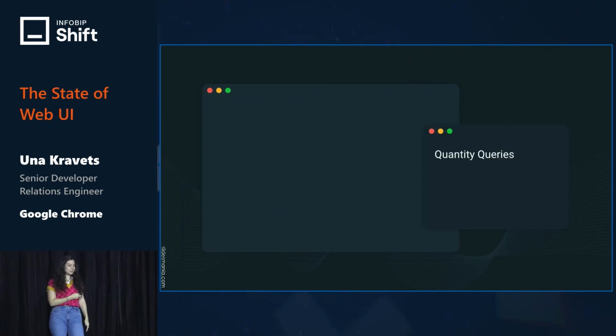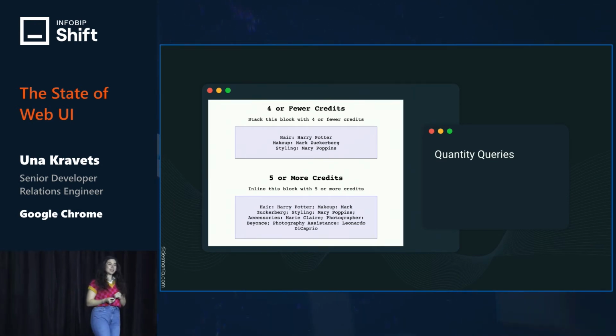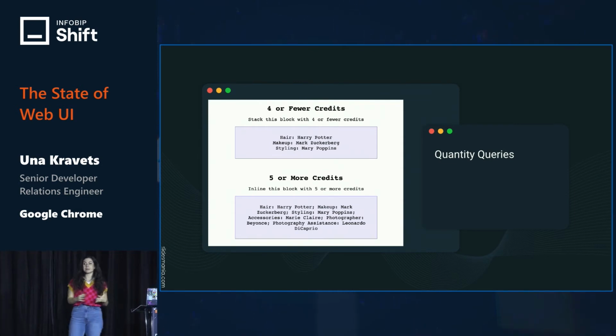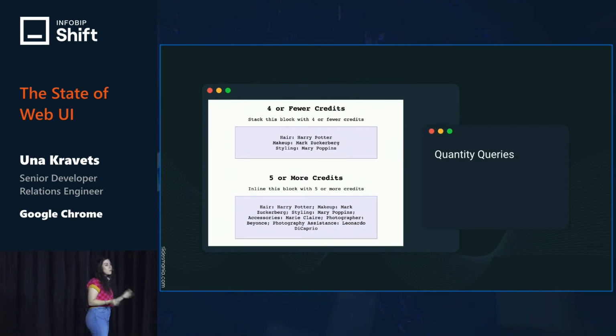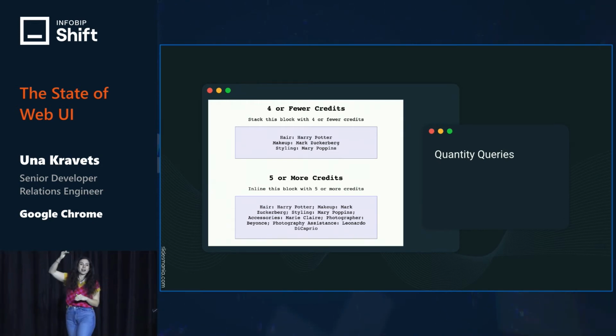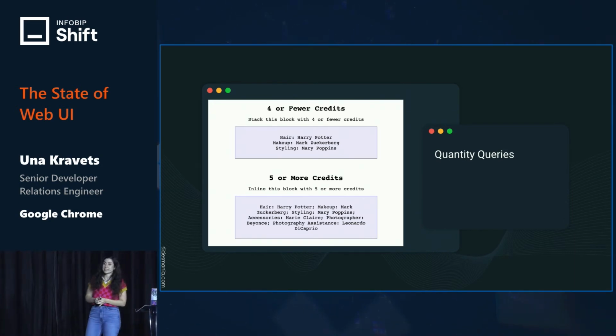Now, quantity queries are one of my favorite uses of has. This is an example of something that I had to build when I was working at Bustle, which is a women's media publication, where at the end of our articles, sometimes we'll have big photo shoots. There'll be a lot of credits: hair, makeup, photography, set design. So what they wanted was a list of all of these credits, but if the list got too long, they didn't want like 12 people listed vertically. They wanted it to be inline and with a semicolon dividing each of these names.